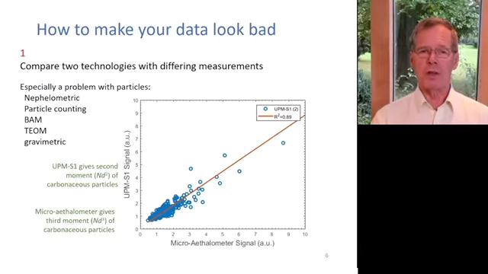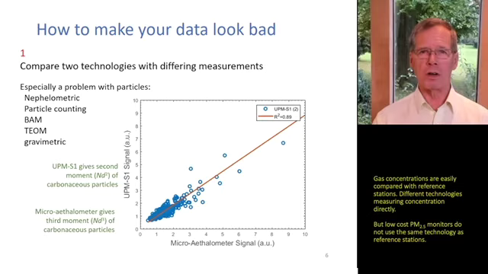The next thing that you can do is compare two different technologies. This is especially a problem with particles. For example, when measuring with low-cost particle monitors, you're measuring the integrated scatter by what is called nephelometry. Other technologies include single optical particle counting, beta attenuation, gravimetric, and resonant TEOM measurements. All of these are different technologies that measure different properties of the particles.